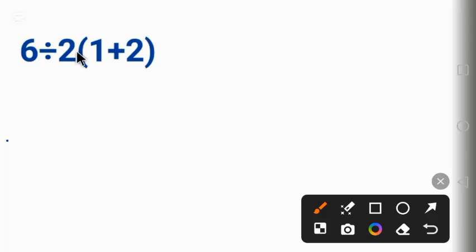The common mistake people make here is that they do the multiplication before division. According to PEMDAS, which is the order of operation, multiplication and division are in the same level. We evaluate from left. That is, we solve the division first before multiplication. Having said that, let's continue.